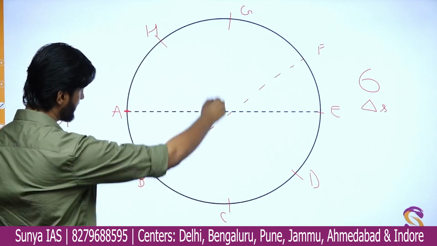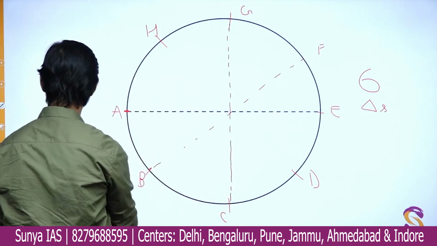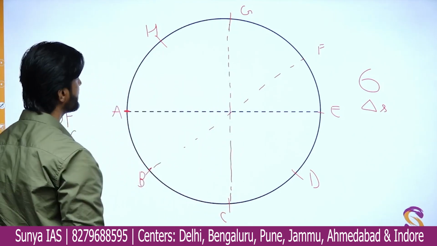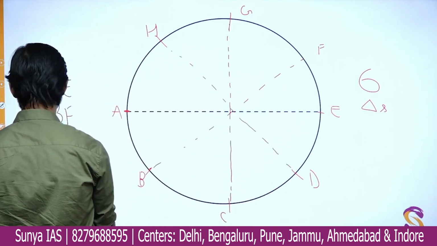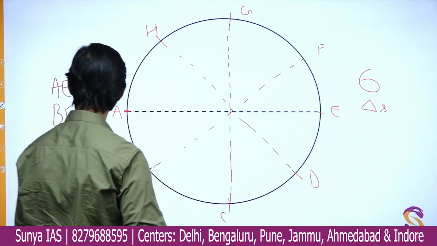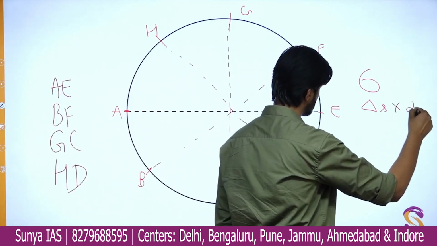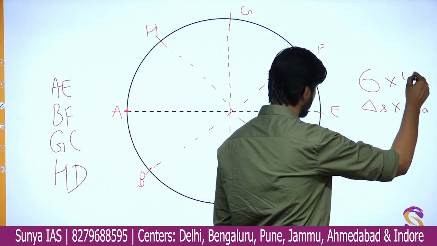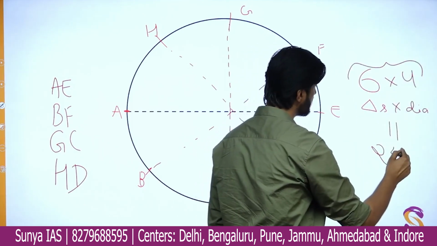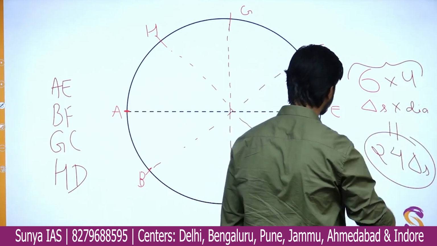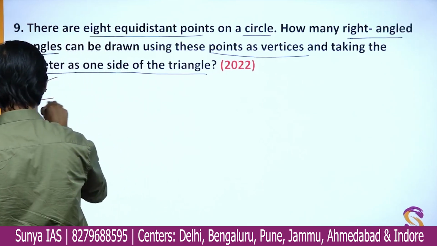Then we have the third diameter upside down, that is GC. Then we have the fourth diameter from H to D. So this is the fourth diameter HD. Okay, so these will be the 4 diameters which you will get, and for each diameter you will have 6 triangles. So overall you will get 6 into 4, that is 24 such triangles, and that, my friends, is the correct answer to this particular question. So 24 is the correct answer.